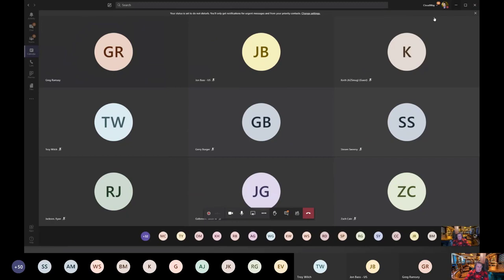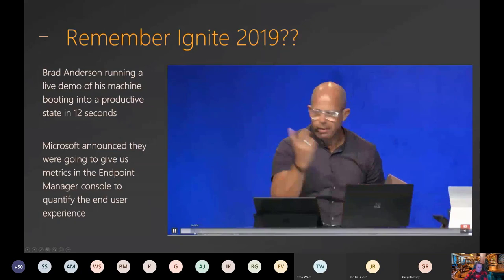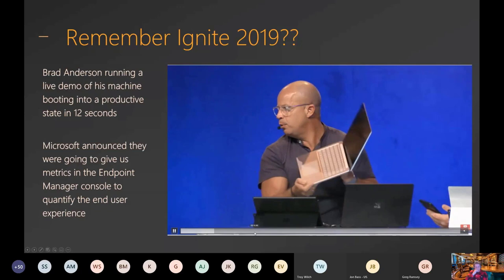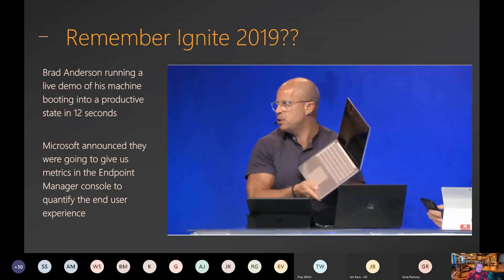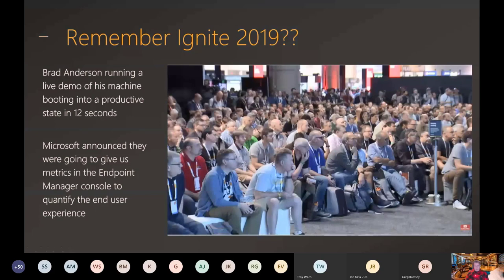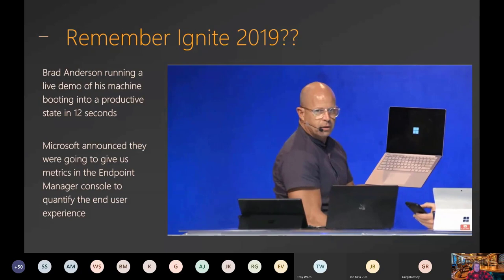Basically, I'll narrate this. This is where Brad has a Windows Surface 3 laptop, and he's demonstrating to the audience that he's going to cold boot the device. We're going to have a stopwatch running a countdown to see how long it takes to get to what they call a productive desktop, where you are using an application. So we start the device, we've got a counter running, and we're getting up to around 12 seconds on this device.